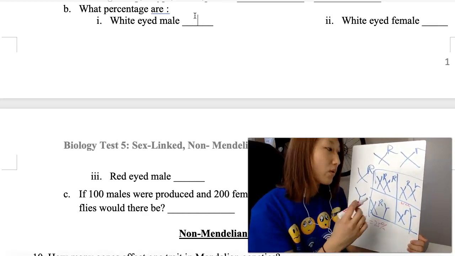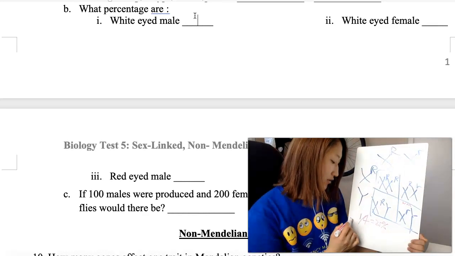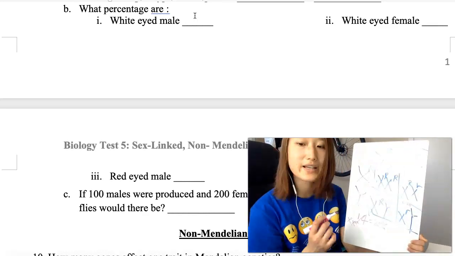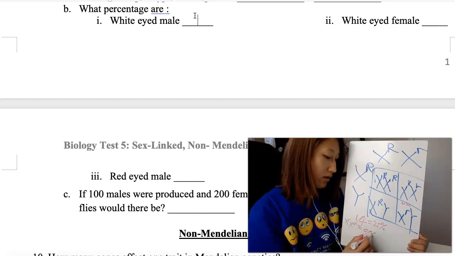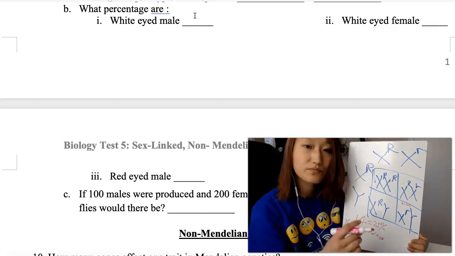And then what about the white-eyed female? A white-eyed female has to be X little r, X little r. Do you see any X little r X little r at all? You don't, right? So that has to be 0 out of 4, and the answer will be 0.